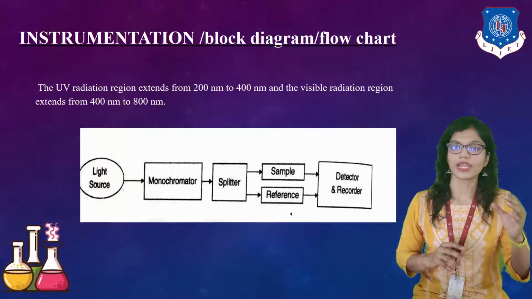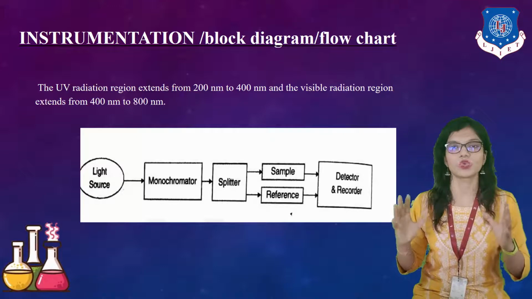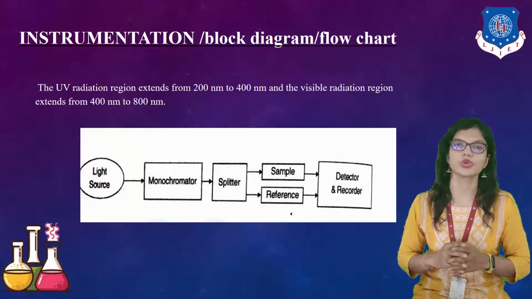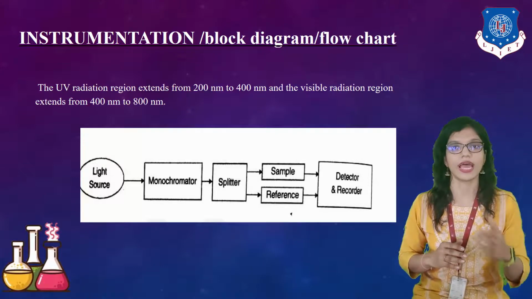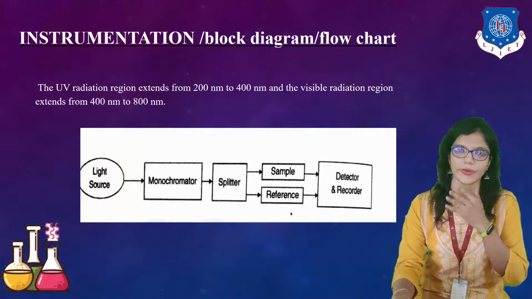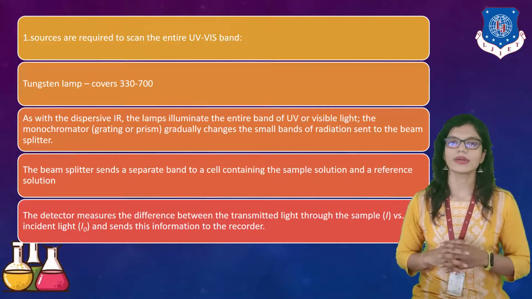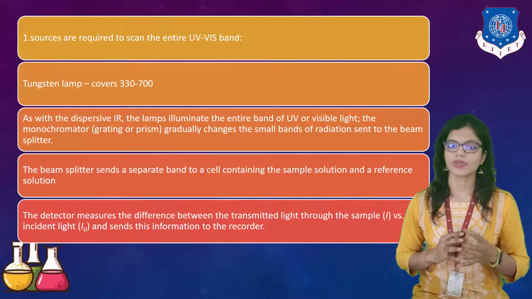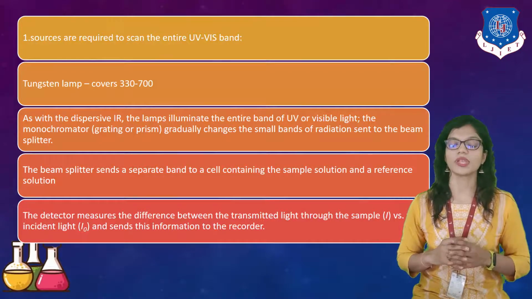From the light source, whatever light we have given and whatever light moves out from that will be totally counted here, and that depends upon two things: concentration of the sample. If it is higher, the absorption will obviously be higher, and if the cell length is higher, the absorption also will be higher. The sources are required here to scan the entire UV visible band. Generally, it is a tungsten lamp which covers 330 to 700 nanometers. As with the dispersive IR, the lamps illuminate the entire band of UV or visible light.